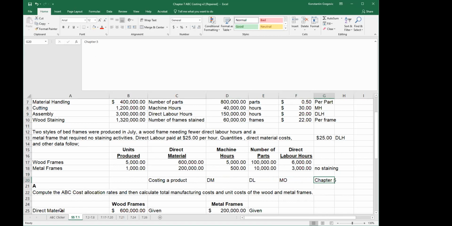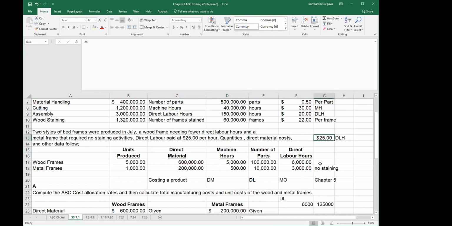Okay, who can tell me the next cost? What's after direct materials? Direct labor. Right. So what's the direct labor cost for wood frames? Somebody give me a number. 6,000? So we got 6,000. Anybody else got another number? 125,000? Yeah, because it's times 25 per hour. Oh, I totally did that wrong. I did 5,000. My bad. Oh, no problem. So it was 150,000, my apologies.